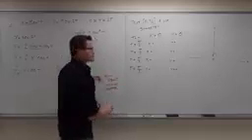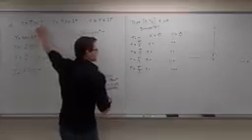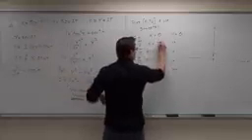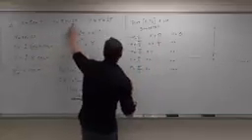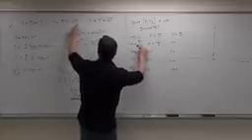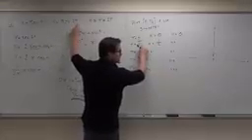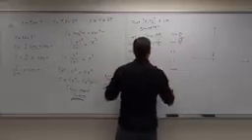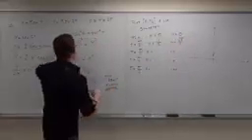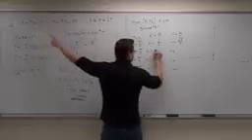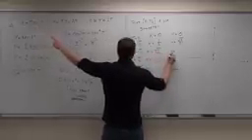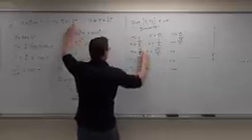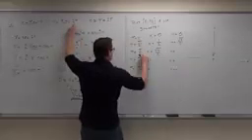Now, how about pi over 6? Let's do sine of pi over 6. What is it? And remember what you do here. You do 2 times pi over 6. That's pi over 3. What's sine of pi over 3? Okay, how about pi over 4? Let's do sine of pi over 4. What is it? How about this one? What's 2 times pi over 4? 2 times pi over 4 is? What's sine of pi over 2?